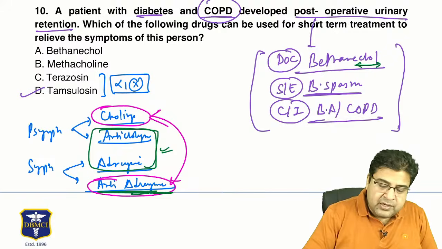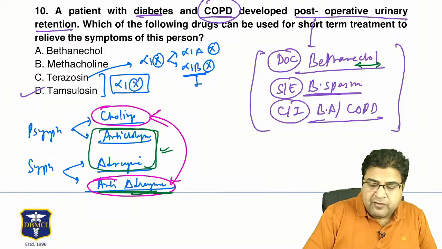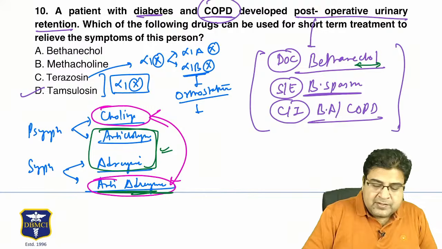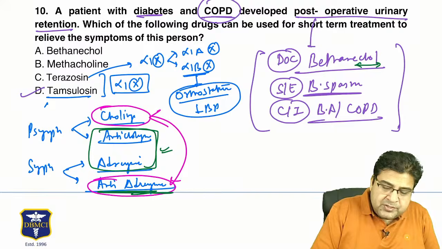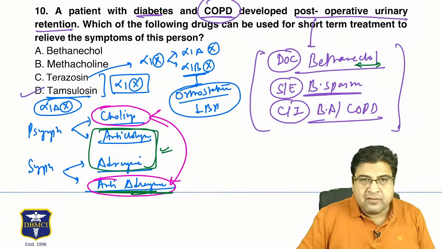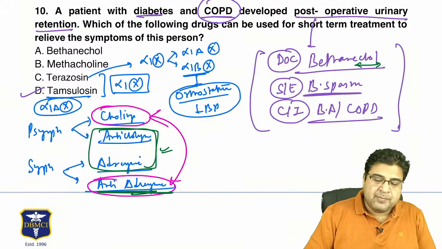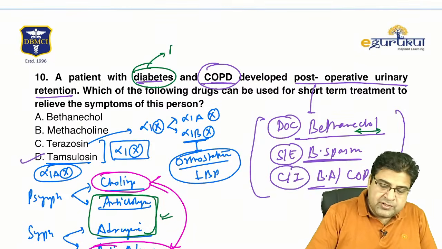Now, guys, be careful. Terazosin is an alpha blocker, and by blocking the alpha receptor, this will block alpha 1A as well as alpha 1B. Now, by blocking alpha 1B, this medicine can cause orthostatic hypotension. This medicine has a risk of orthostatic hypotension. But tamsulosin is a selective alpha 1A blocker. This will not cause orthostatic hypotension. Now, assuming the patient is a diabetic patient, he is having autonomic neuropathy.